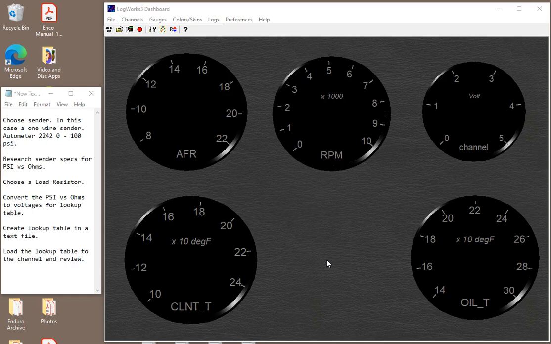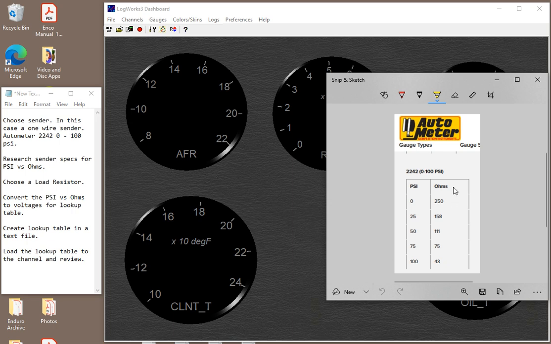Okay, I'm going to set up a channel in Logworks for oil pressure. In this case I chose an Autometer gauge sender, part number 2242. On their website they give you the specifications. It's a 0 to 100 psi gauge sender. At 0 psi it has 250 ohms of resistance. At 100 psi it has 43 ohms of resistance.